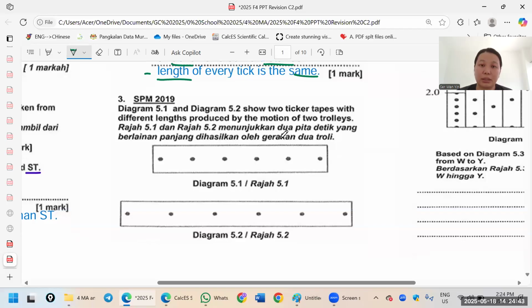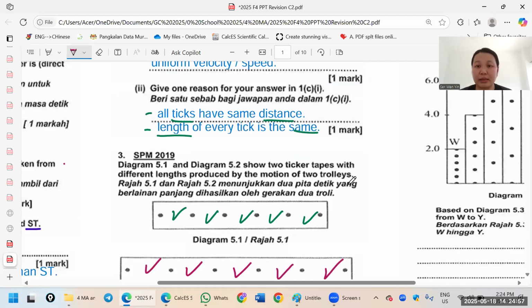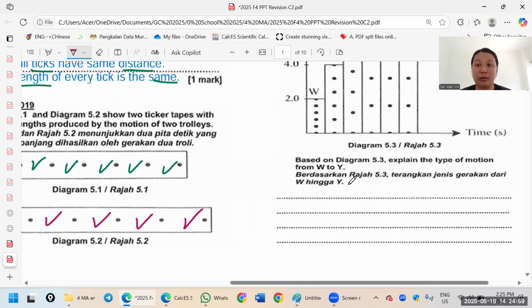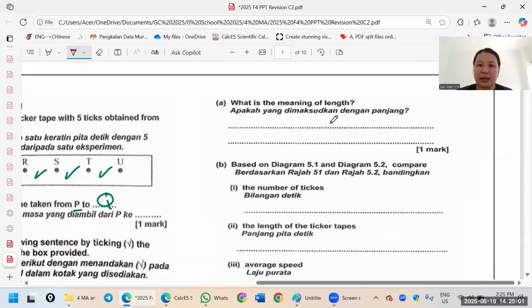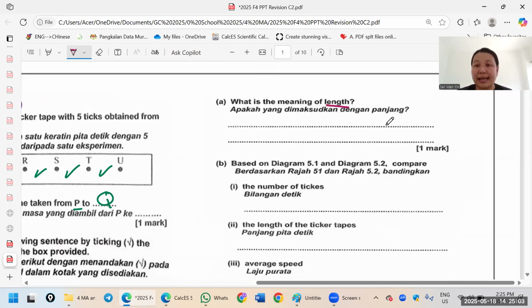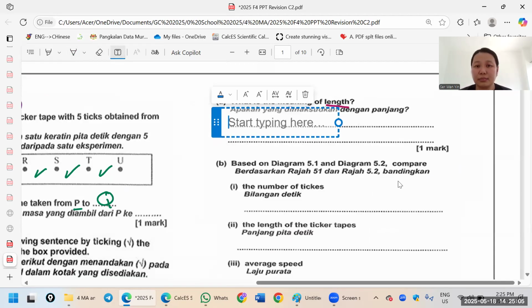Okay, so now here we've got 2 ticker tapes. And you can see both of them have 1, 2, 3, 4, 5, and then 1, 2, 3, 4, 5, 5 ticks each. But the difference is the length. Now, what is the meaning of length? Anyone knows? Unit of measurement of distance.